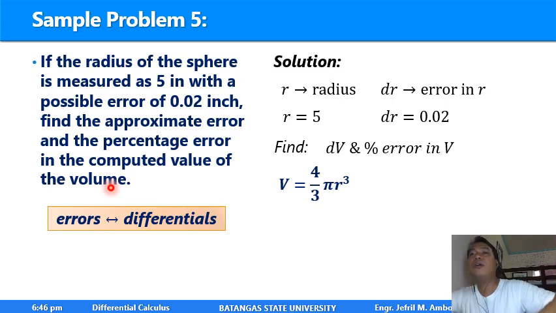So, how do we get the error in the volume and the percent error? We need to have a working equation. And the working equation, of course, is the volume of the sphere. Earlier we used surface area, but this time we will use volume, because that is what was mentioned. What is the volume of a sphere? 4/3 pi r cubed. Okay, so this is our working equation.